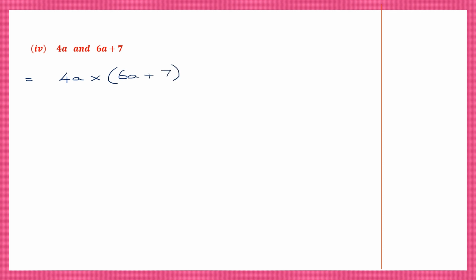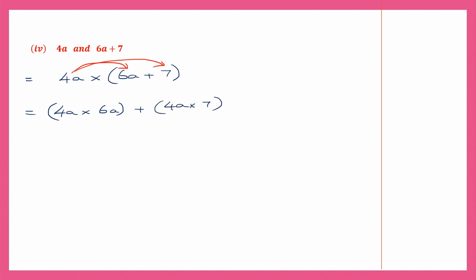Even if I don't put the multiplication sign before the bracket, if there is no sign, it's understood it is multiplication. So here when we multiply, we need to multiply 4a with each term inside the bracket. So this becomes 4a into 6a plus, now we are going to multiply 4a into 7. So that will be 4a into 7.